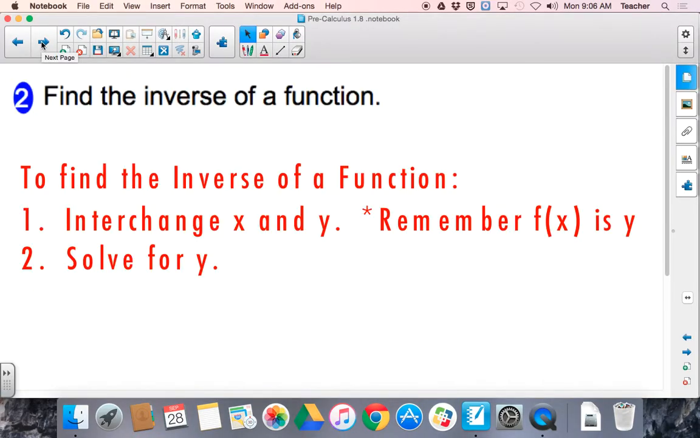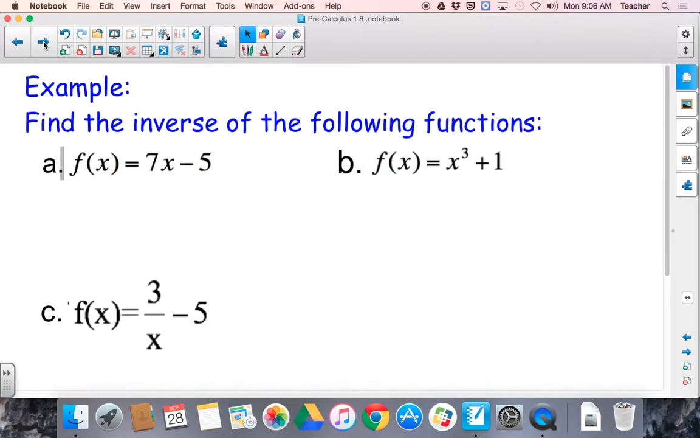So to find an inverse is basically just a two-step process. First, you're just going to interchange x and y, basically replacing the x with the y and the y with the x, and then solve for y. So let's take a look at a few examples.